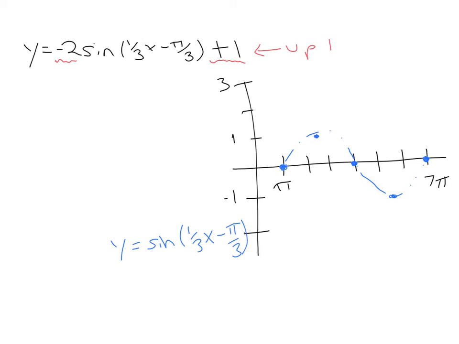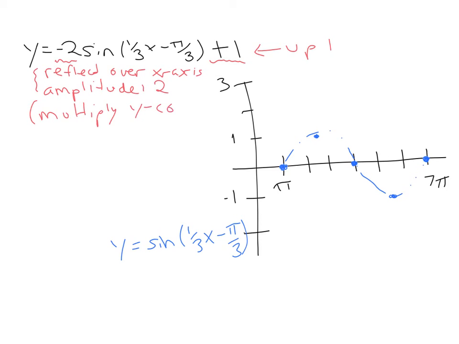The -2, there's actually two things going on there. The fact that it's negative is going to reflect the graph over the x-axis. It's going to flip it upside down. And the multiplying by 2 is going to change the amplitude from 1, as it is in that blue graph, to 2. You can accomplish both of these transformations in one step if you multiply the y-coordinates in that initial graph by -2.